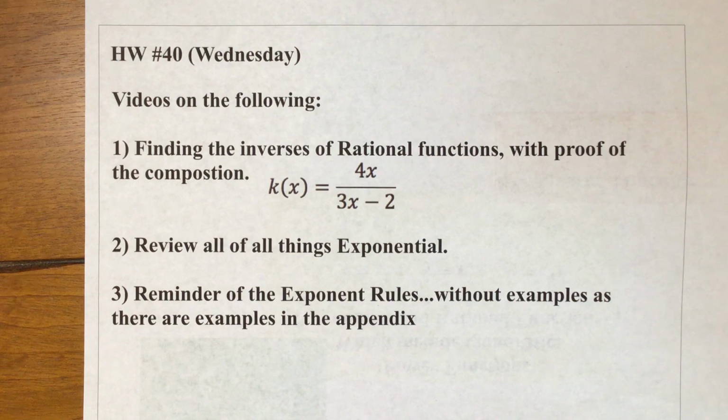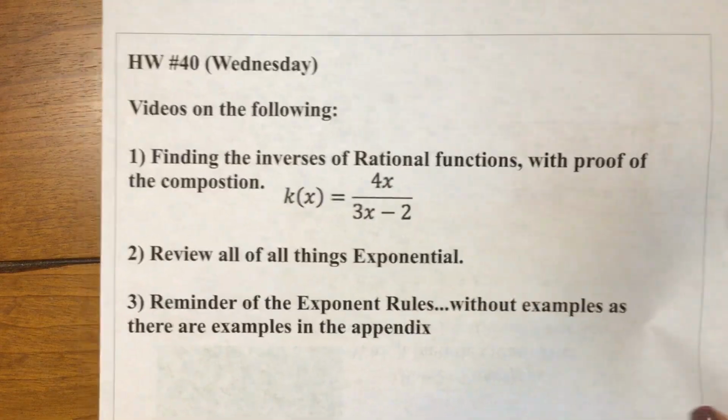A couple things we're going to talk about is finding harder inverses, specifically with rational functions, and then proving our compositions using f of f to the negative 1 and vice versa. And then we're going to review some things on exponential. And then I'm going to direct you to where you can review exponent properties, which you've had in Algebra 1 and in Algebra 2 trig, so you should be fairly confident with them right now.